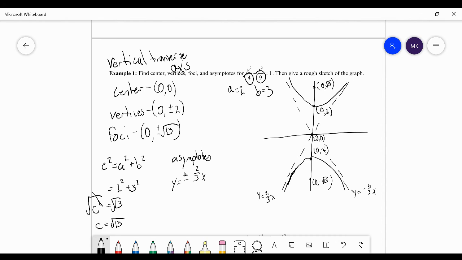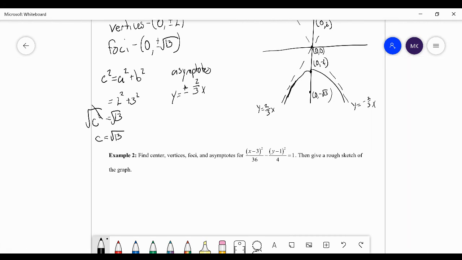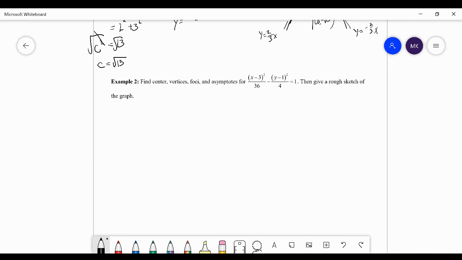So easy enough. Let's do another one. Let's do a more challenging one. So this one here, we need to again find the center, vertices, foci, and asymptotes. We have our equation. Then we want to get a rough sketch of the graph.